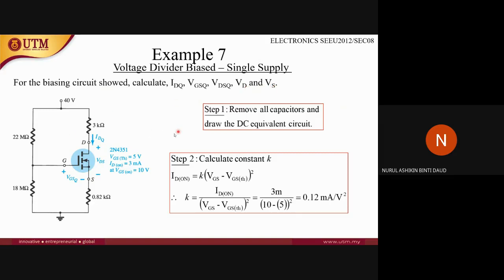All right. So first of all, another thing: in this case, they didn't give you any constant K value, and they didn't mention whether you want to use the graphical or calculation method. So you can choose either one. The only information given to you is VGS threshold is 5 volts, ID on is 3 milliamps at VGS on equals 10 volts. So from this information, you can find the K value. The K constant value is 0.12 milliamps over volts squared.